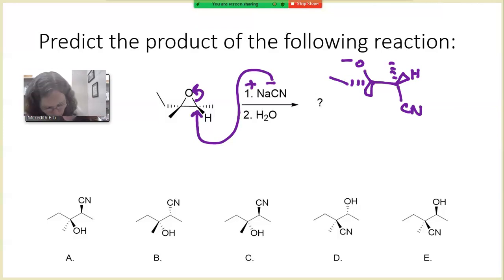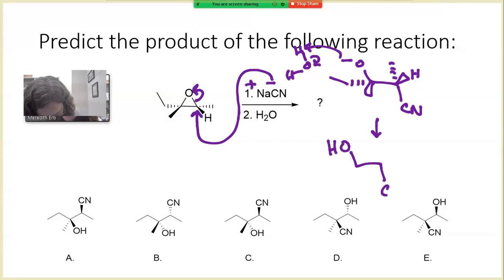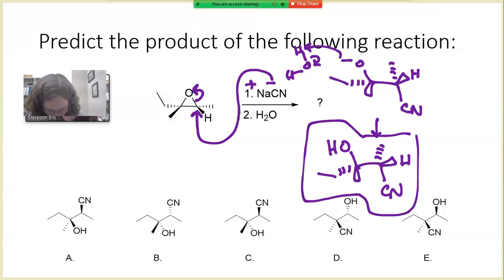So let's go ahead and draw the product. After step 2, we're going to add in water, and that's going to serve as a proton source. So our product is going to look like this, where we have an alcohol and a cyanide, and then the other parts of our molecule. So this is our product. And let's take a look at our answer choices.